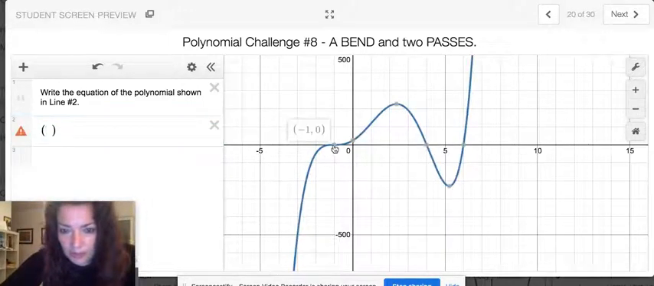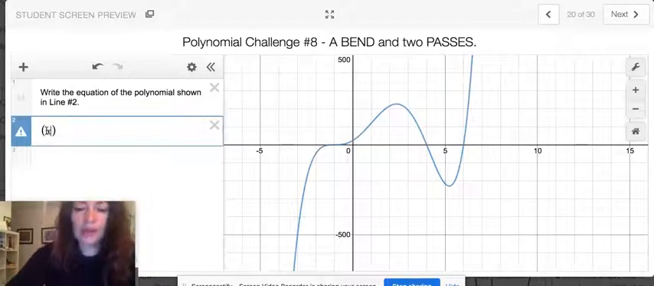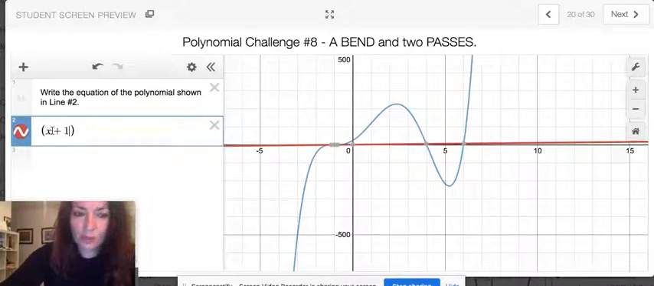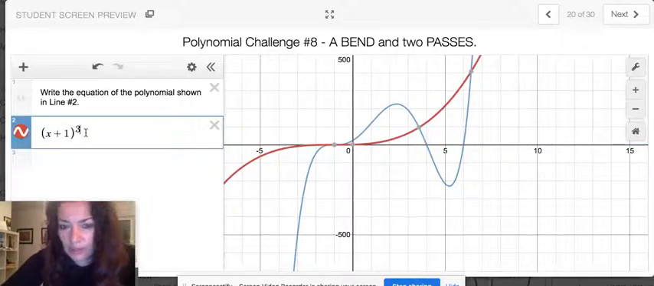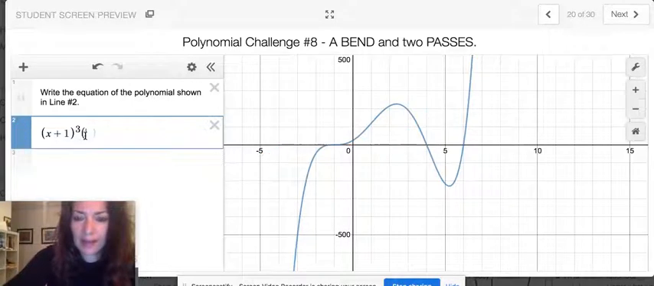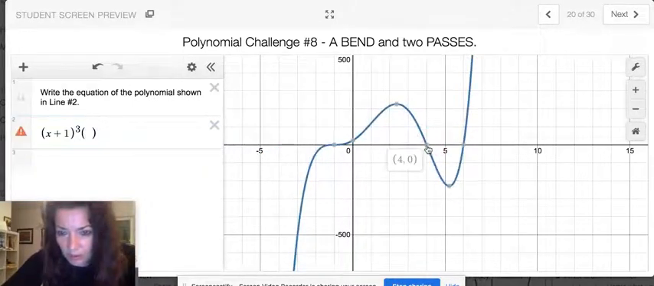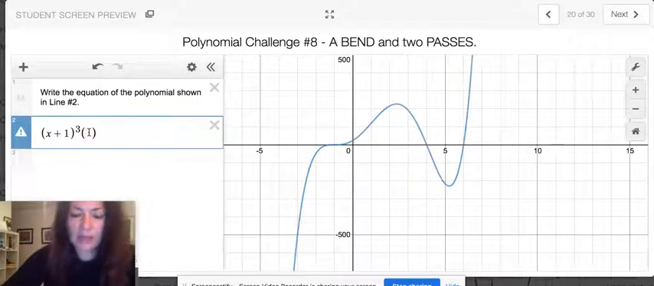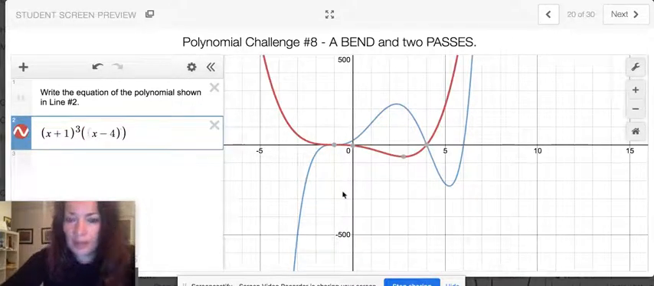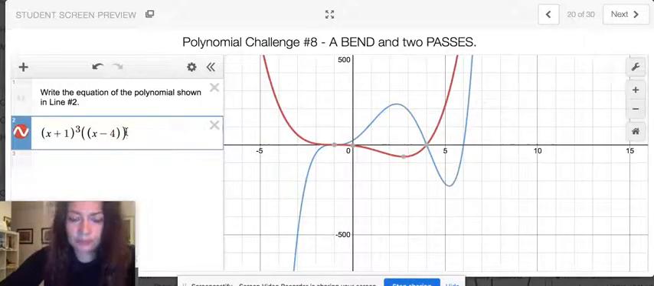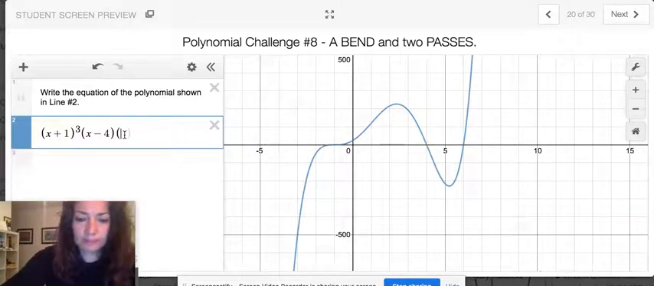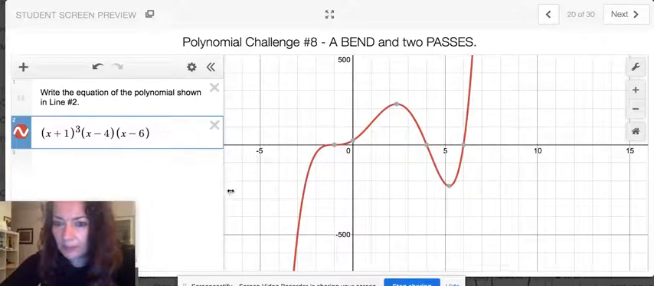So this point here again is negative 1, so this would be x plus 1 raised to the cube. Anything with a bend is odd degree, in this case 3, and then it passes through the point 4, 0, so we will say x minus 4 and times 6, 0, so we will write x minus 6. And that completes our slide.